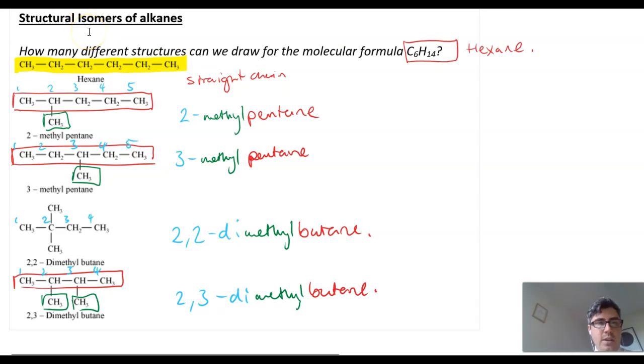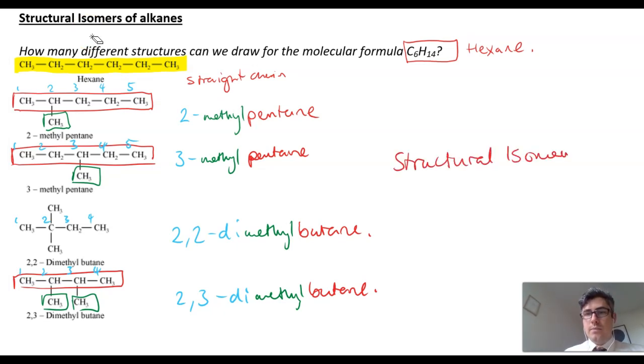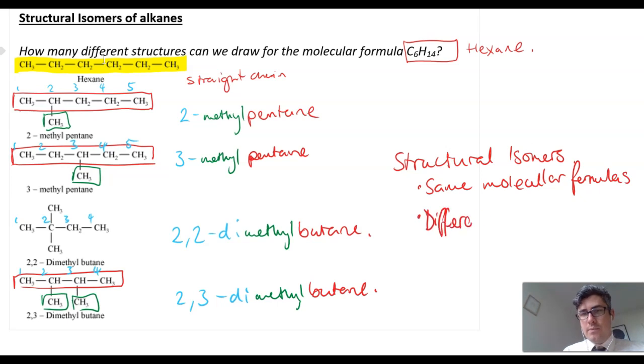Okay, so those are different versions of the same molecular formula. So we call these structural isomers. And every molecule with lots of atoms would be expected to have a variety of structural isomers. So they have the same molecular formulas, and therefore they would have very different chemistry, potentially.